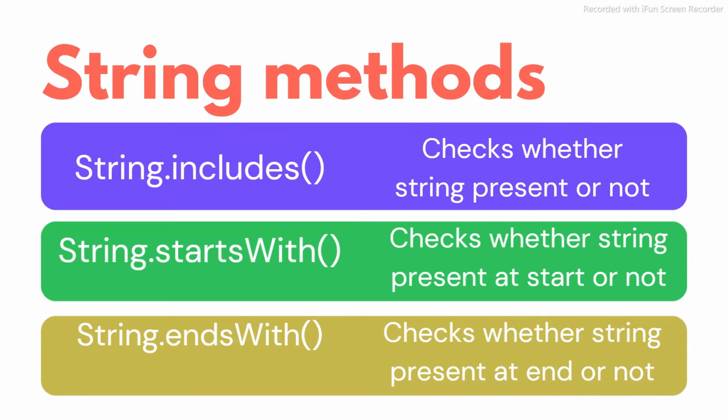The same thing goes with string.endsWith. It is going to check whether a specific string which we are mentioning is present in the parent string at the end or not. If it is present, it is going to give us a true value, else the false value.